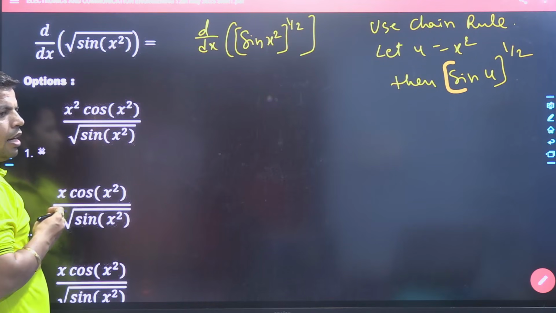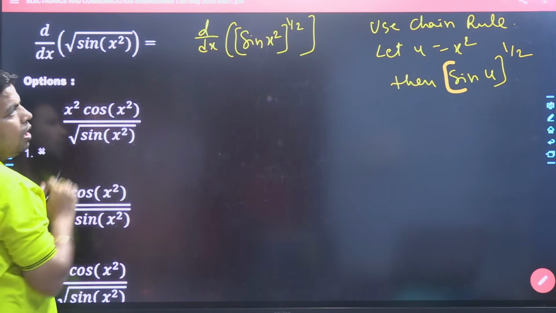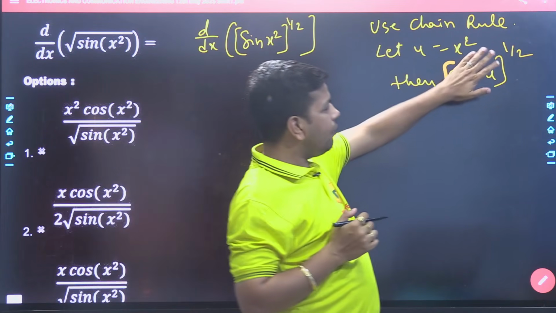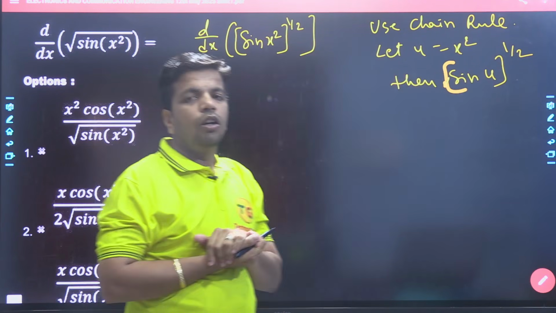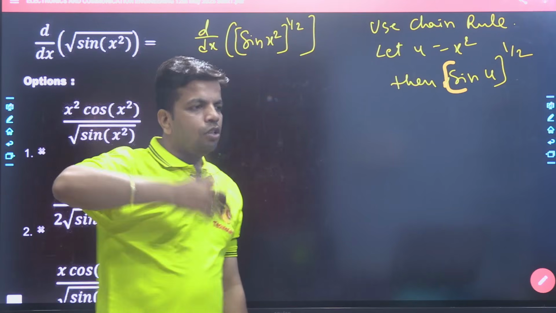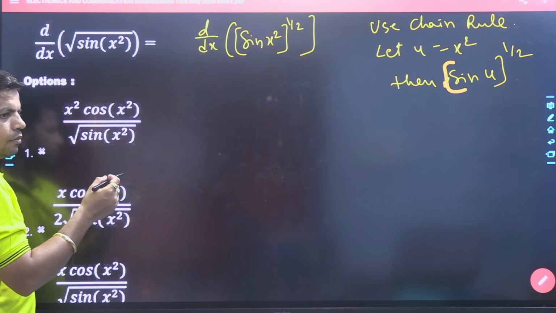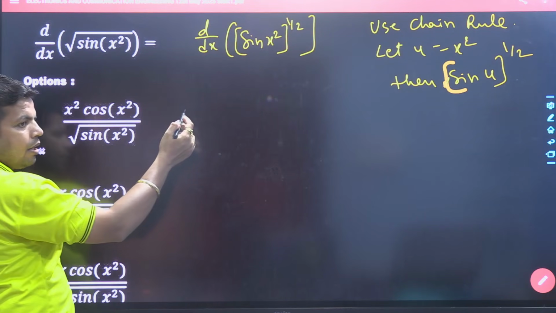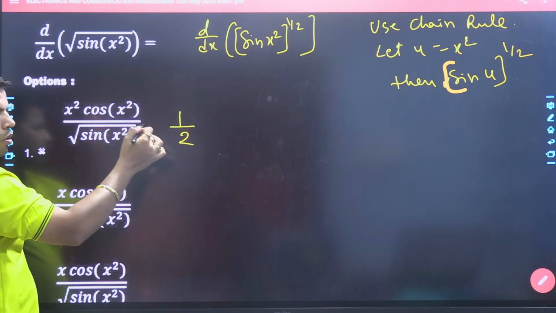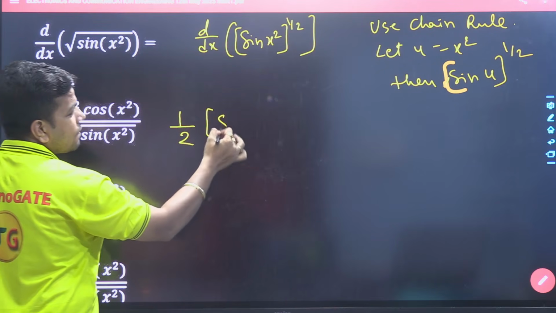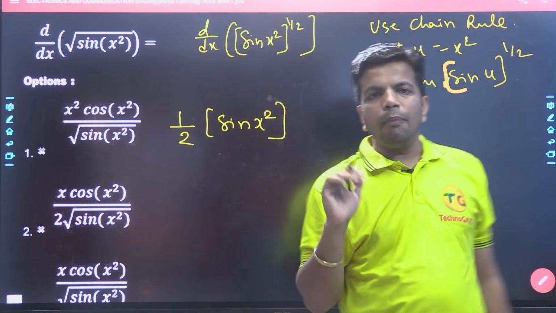So for the differentiation we need to apply the chain rule. How can we apply the chain rule for this? First of all we need to do the differentiation with respect to the power, then we need to do the differentiation of the internal term, and then we need to do the differentiation of u also. So what we can say? It's simply, first of all, 1 by 2 sine x square to the power minus 1 by 2.